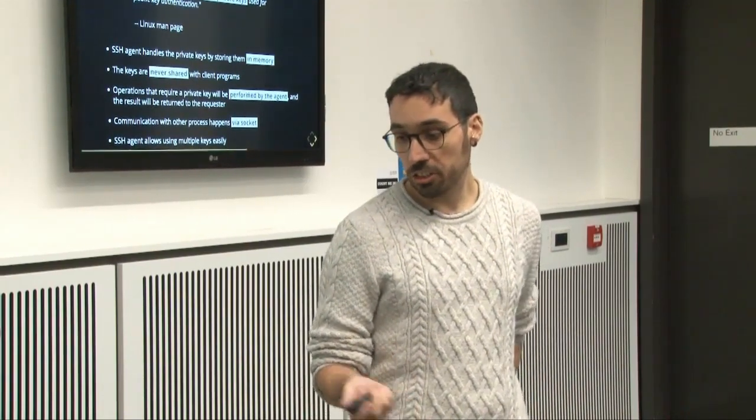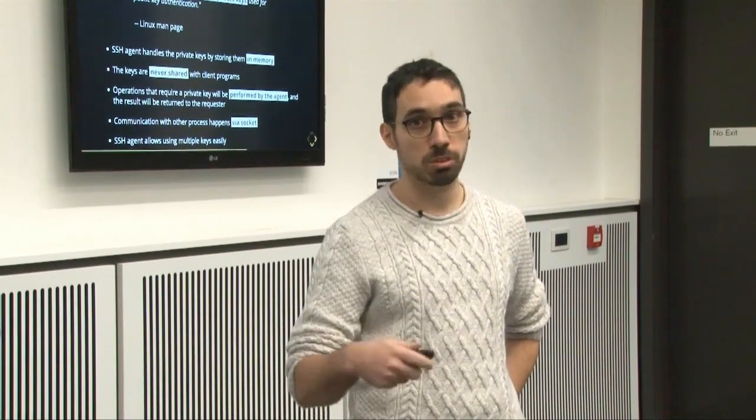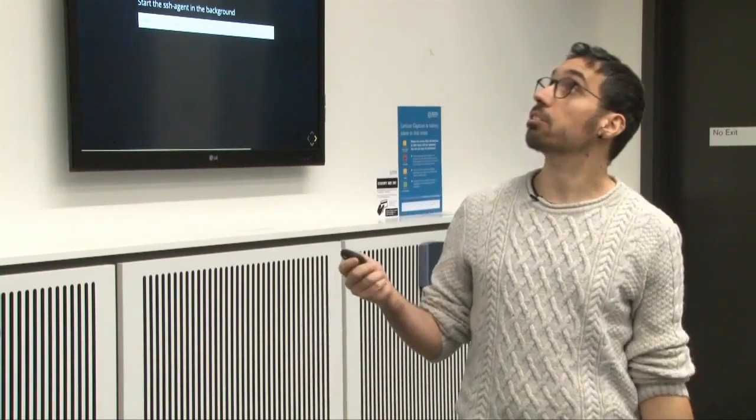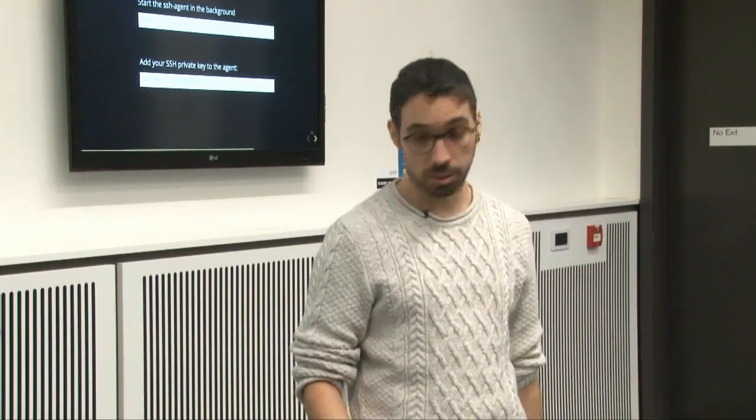Also, if you have more than one key, you can add all of them, and SSH will figure out which one to use. So to start the agent, that's the command you need to run. And also, you need to add your private key. In this case, you'll be asked to insert the password, and that will be the only time until you reboot your system.